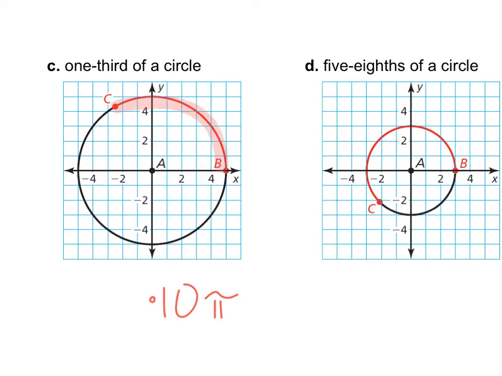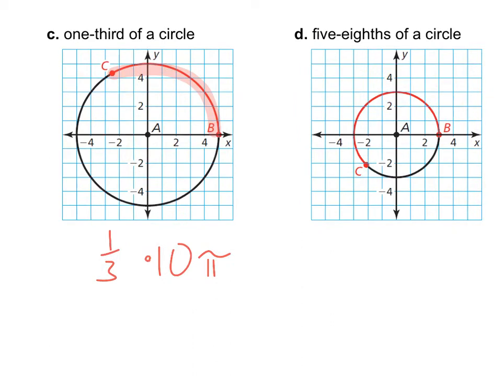Okay, so we have 1/3 times that. We find a fraction of something by multiplying. You want to find 1/3 of something? Just multiply it by 1/3. So this is 10/3 pi. Or if you want, let's put that over 1. We can have 10 pi over 3. What in the world is 10 pi over 3, you might say?